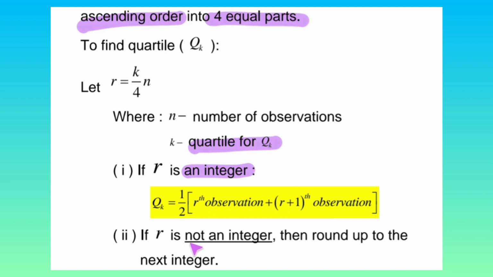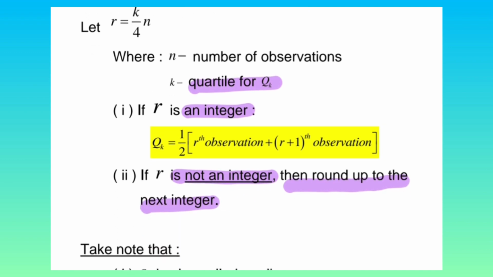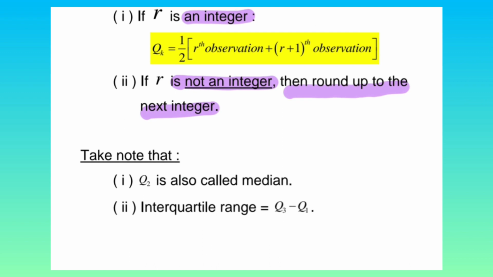If the value of r is not an integer, then all we need to do is just round up to the next integer. Take note here: Q2 is also called the median. The interquartile range is equal to Q3 minus Q1.